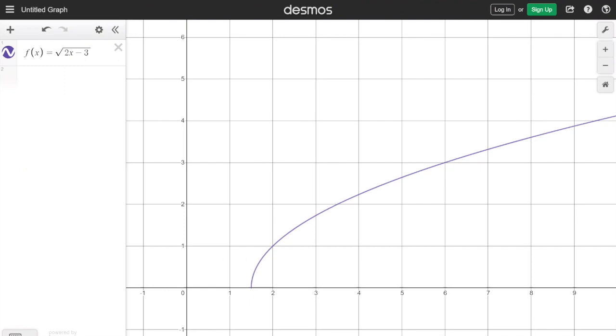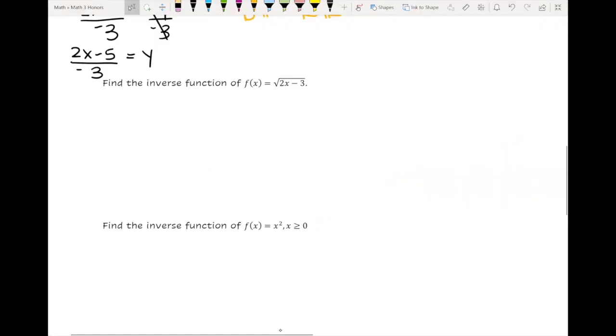So here on Desmos, here's our f of x equals the square root of 2x minus 3. And again, we're trying to see, does this pass the horizontal line test? Will a horizontal line ever hit more than one point? And it looks like it hits one point at most, never more than that. So for that reason, it does have an inverse function. Since we know it has an inverse function, let's go ahead and start trying to find the inverse function.